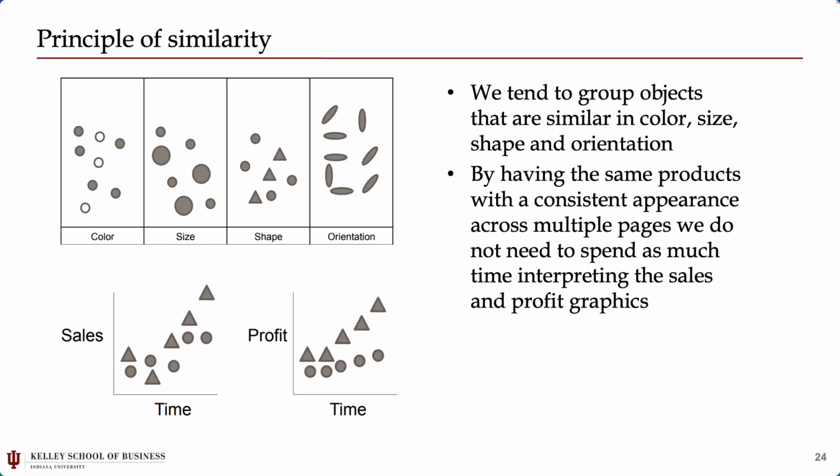The third principle is similarity. Similar objects are perceived to belong to each other. The similarity could be color, size, shape, or orientation. The bottom picture is an example of applying this principle in visualization. Different shapes of the marks represent different products. Use the same encoding in the sales and profit charts to make it easier for users to interpret the charts.